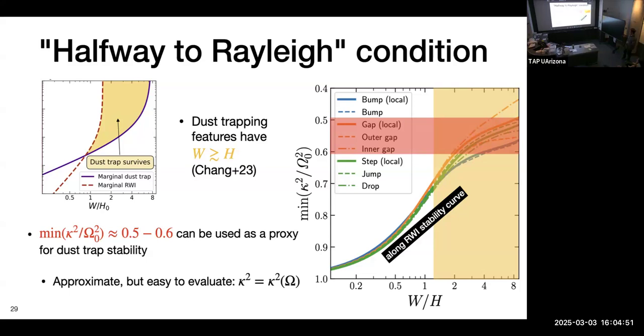We've tried a bunch of other models, bumps, gaps, local and global. They agree with each other a lot for smaller widths, but they start to diverge at large widths. But they are approximately in the same ballpark. So this is approximate, but the strength of this criterion is that you can easily evaluate it. The only thing you need is the orbital motion, the gas velocity profile. Then you'll be able to know if it's stable or unstable to RWI, whether it forms vortices or not.